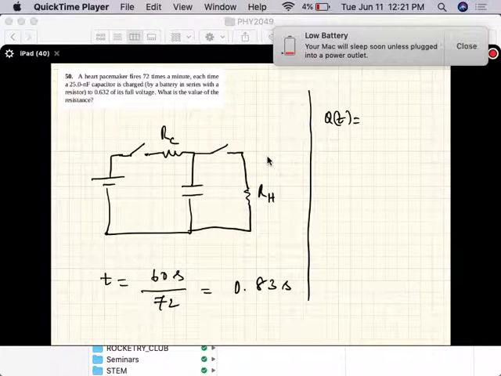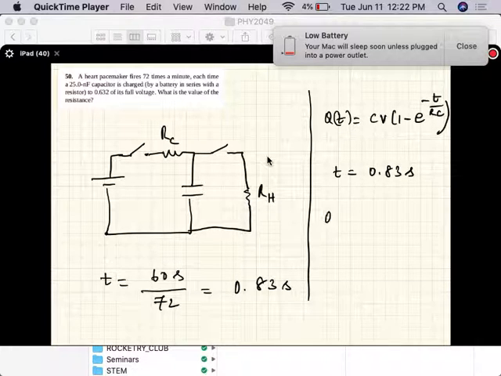This is Q equals CV times (1 minus e to the minus t over RC). This is how the capacitor charges. At t equal to infinity, the exponential term would be zero, and this is the maximum charge. So what the problem is saying is, in 0.83 seconds, this charge is 0.632 times the maximum charge. So at t equal to 0.83 seconds, Q(t) is 0.632 times the maximum charge. We are going to substitute that.